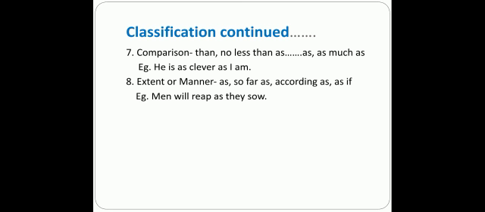Seventh, comparison. It includes than, no less than, as much as. Example, he is as clever as I am. And at last we have number 8, extent or manner. It includes as, so far as, according as if. Example, men will reap as they sow.